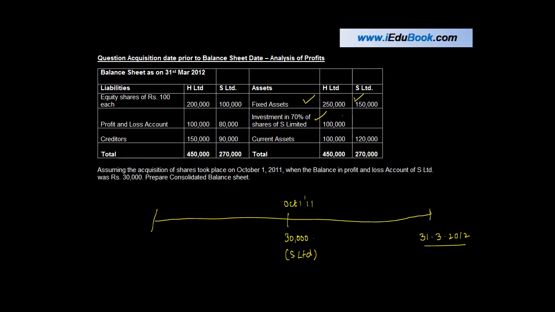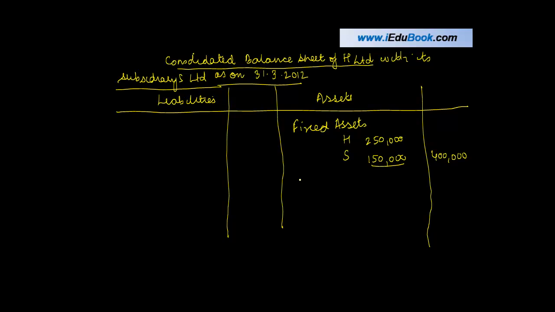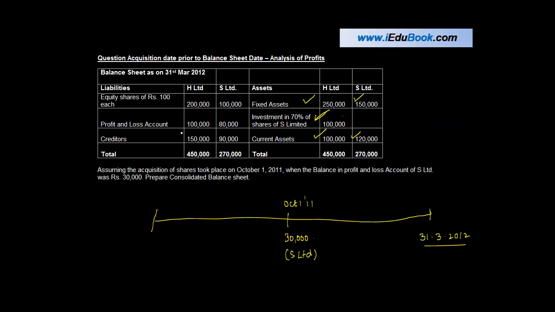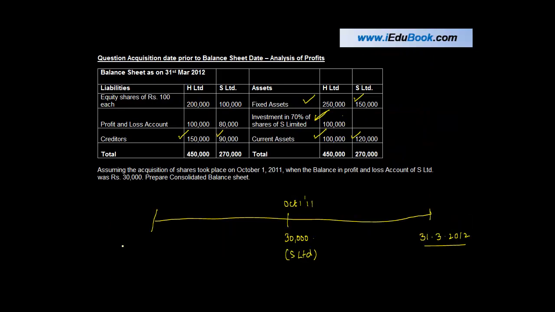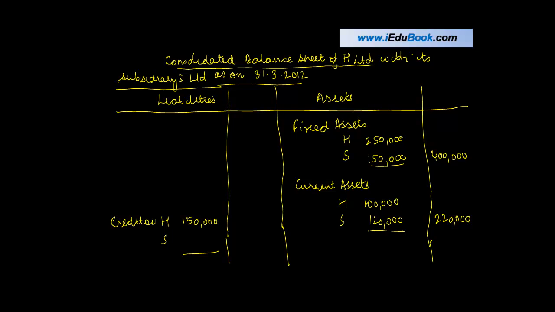Because we are moving from the balance sheet side, I moved from the right side. Then current assets: 1 lakh and 1,20,000, total 2,20,000. Again, let's go back to the balance sheet. Creditors: 150 and 90,000. We'll do a total of these as well. Creditors of H Limited and S Limited, total goes to the outside column: 150,000 and 90,000, which is 240,000.